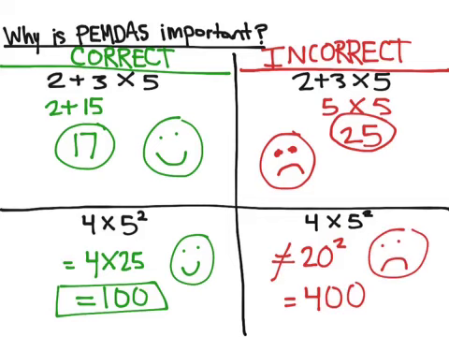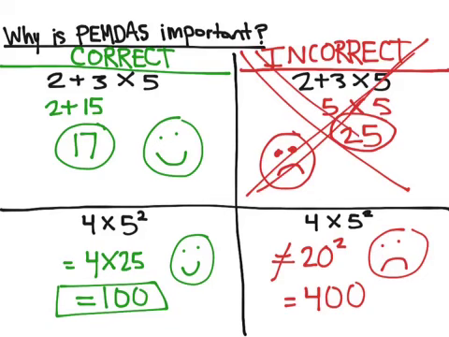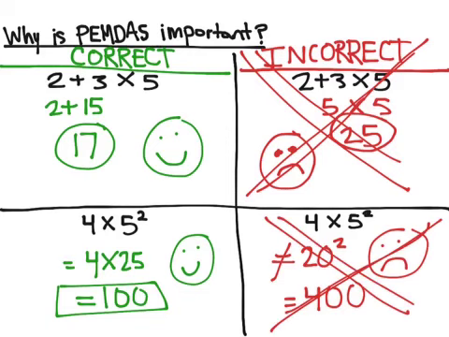So this side of the page is just to show you that if you ignore PEMDAS, then you'll come up with the wrong answers. But this is why PEMDAS is important, so that we can get to the correct answers. Yeah, so hopefully that's simple enough and shows you a little bit into why we do things the way we do.